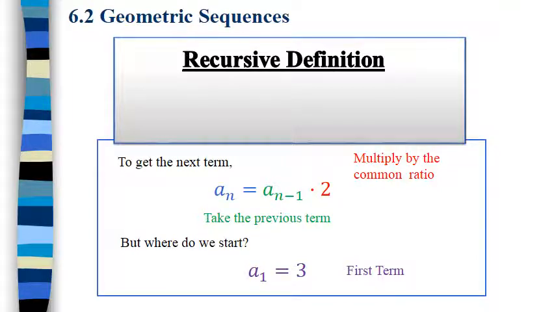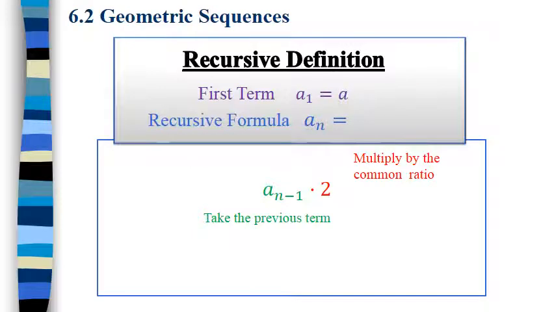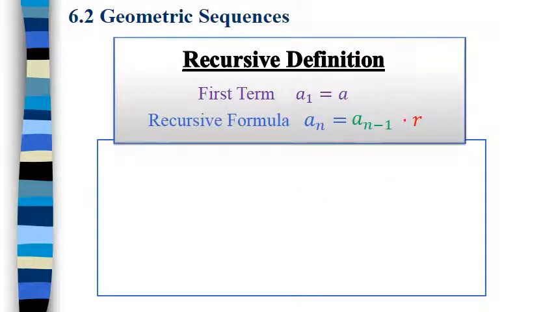So formally, the recursive definition is always the first term. So a sub 1 equals a, some number a. And to get each following term, we're going to take the previous term, which we denote a sub n minus 1. That's how we say that, which basically means the term before it, right? 5 minus 1 is 4. 4 is before 5. Times the common ratio, which is r.